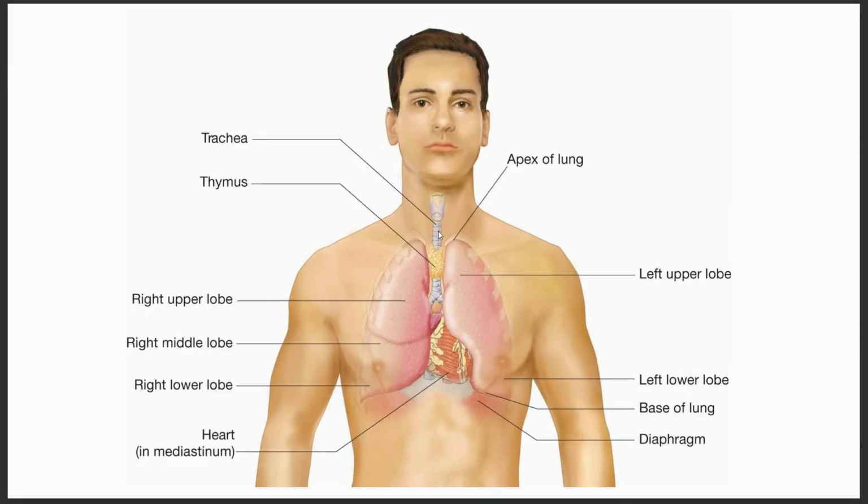So as you can see, this is the trachea. This is the thymus. This is the apex of the lung. This is the left upper lobe. This is the right upper lobe. This is the right middle lobe. This is the right lower lobe. This is the heart. It's in the mediastinum. This is the left lower lobe.